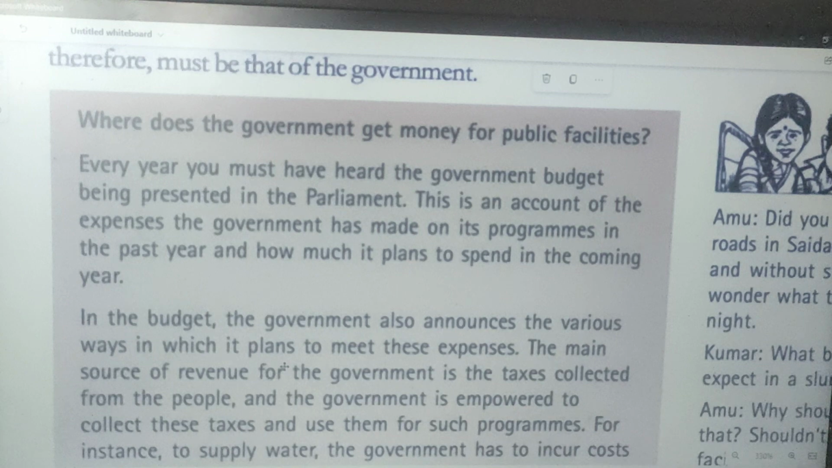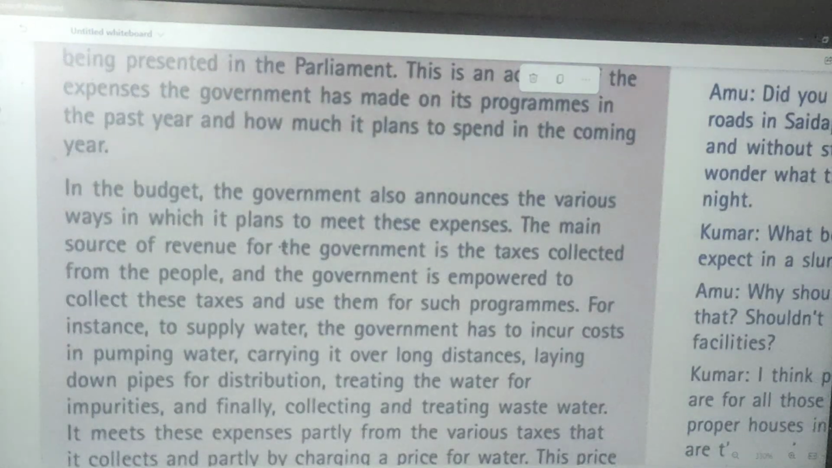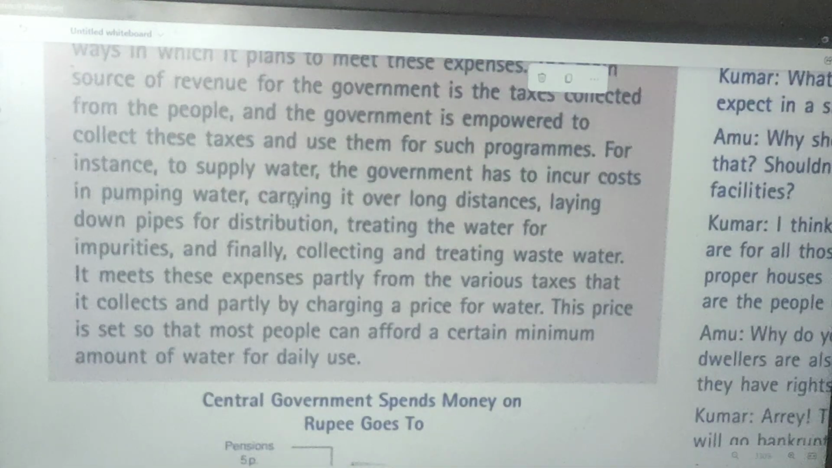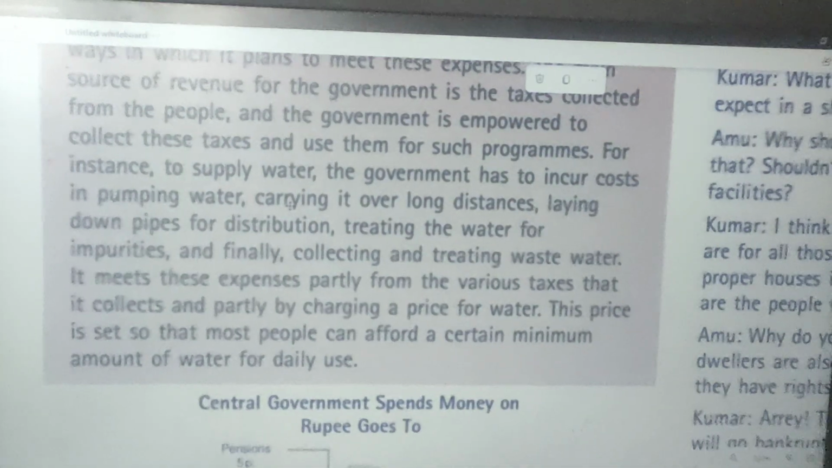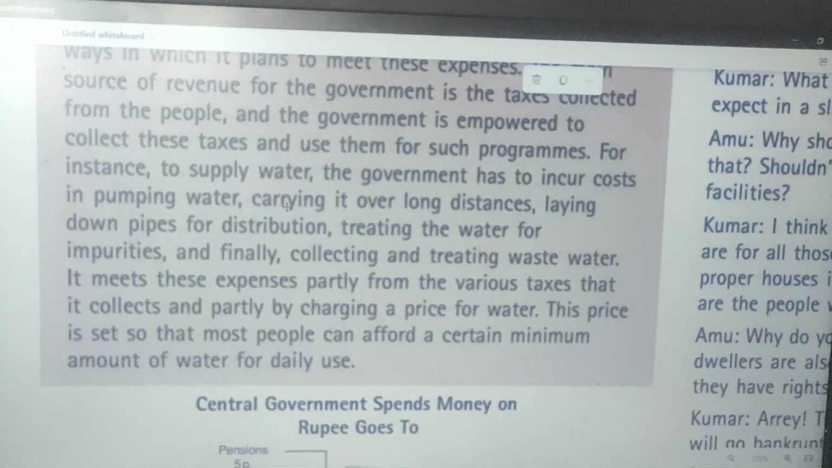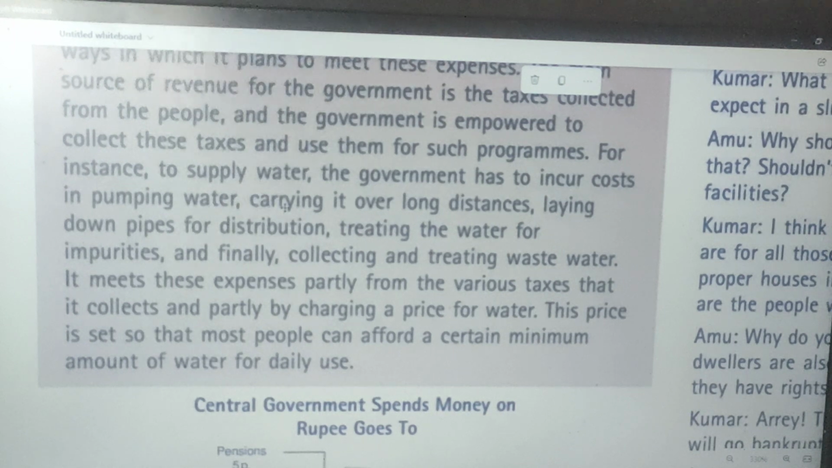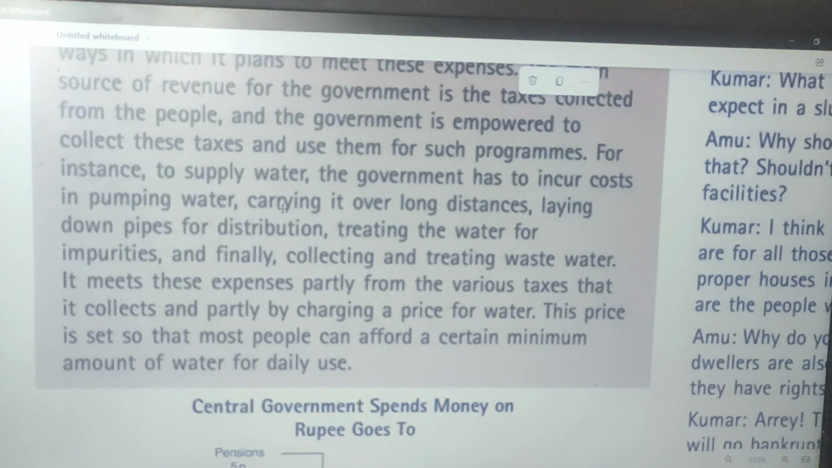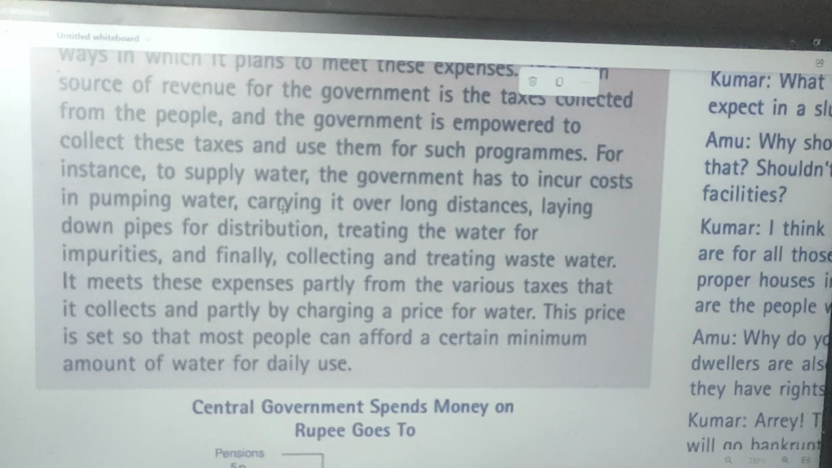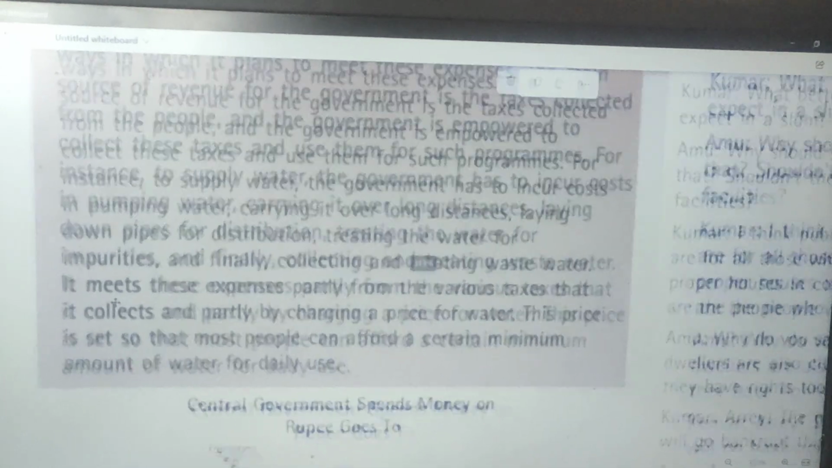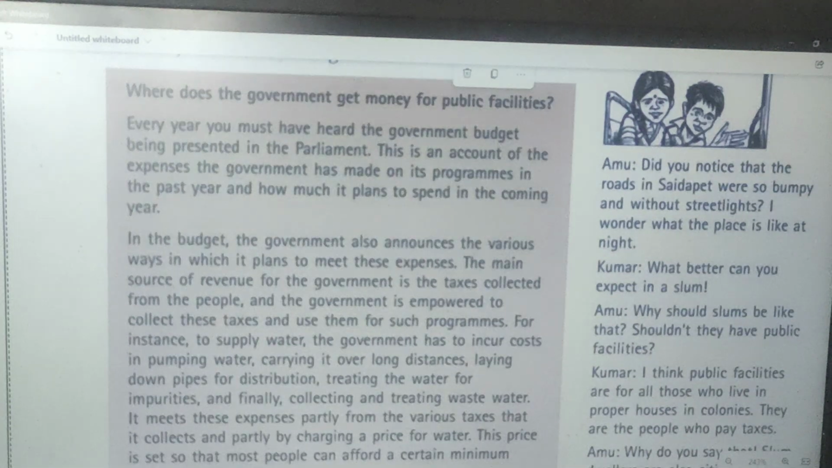The main source of revenue for the government is the taxes collected. It collects these taxes and uses them for such programs. For instance, to supply water, the government has to incur costs for laying pipes for distribution, treating the water to remove impurities, and finally collecting and treating the wastewater. It meets these expenses partly from the various taxes that it collects, and the price is set so that most people can afford a certain minimum amount of water for daily use. Understood this much, all? Okay.